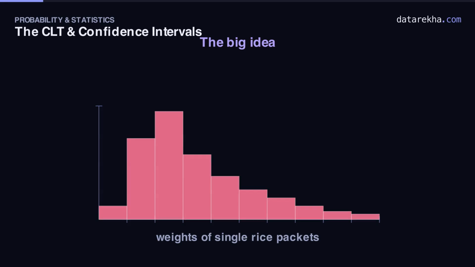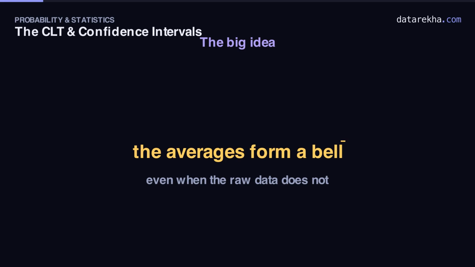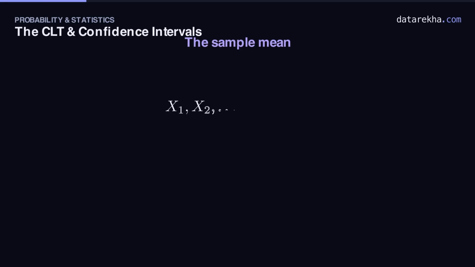Now do something different. Scoop up 50 packets at a time and write down just the average weight of each scoop. Then histogram those averages. Something almost magical happens. The averages pile up into a smooth, symmetric bell, a normal curve, even though the raw weights never did. That single fact is the central limit theorem, and it is why so much of statistics leans on the normal distribution. By the end of this lesson, you'll not only see why, you'll use it to build a confidence interval for a true average. Let's build this carefully.